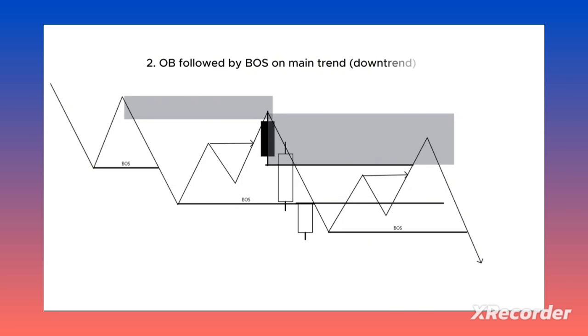We also need to understand the importance of the break of structure, but this time, the bearish break of structure. So on downtrends, the bearish break of structure validates a higher quality bearish order block.